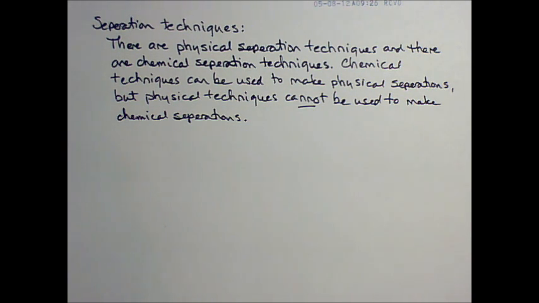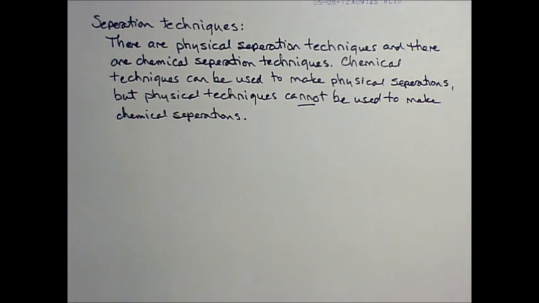And there are chemical separation techniques. Now, in the last lab, you used both. You can use chemical separation techniques to make physical separations, but the other direction doesn't work. You can't use physical separation techniques to make chemical separations. You mean like to break them apart? Yeah. Or to separate them out.